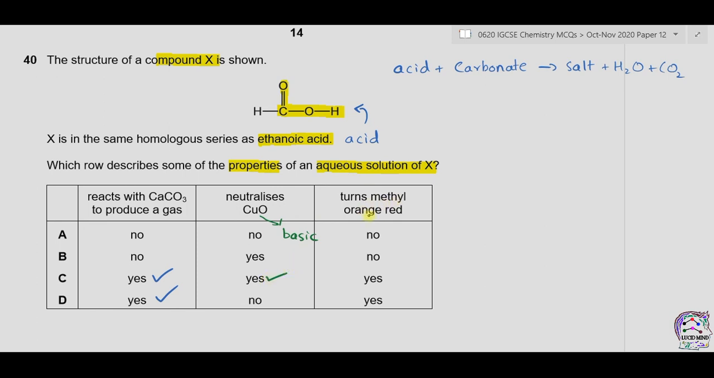Third is turns methyl orange red. As we know that methyl orange is red in acid while yellow in alkali. So it should be red in X. So it is a yes. Correct answer is therefore C.